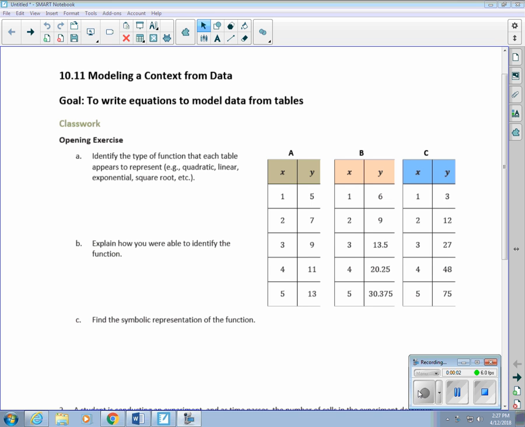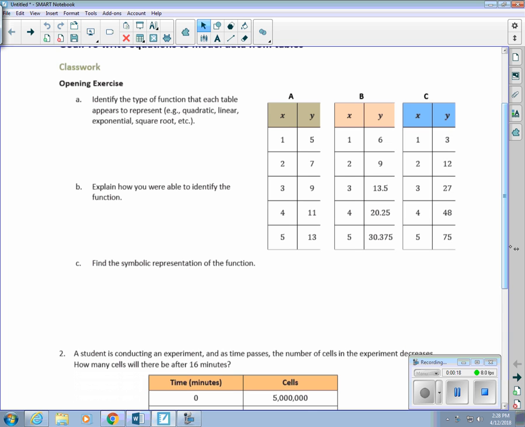So in this last lesson, we're going to model from data, and data can be given to us in a number of different ways. It can be given in a table, it can be given in a graph, it can be given as coordinates, it can be given as a description in a paragraph. So let's look at these three tables, A, B, and C, and we want to figure out what type of function they are.